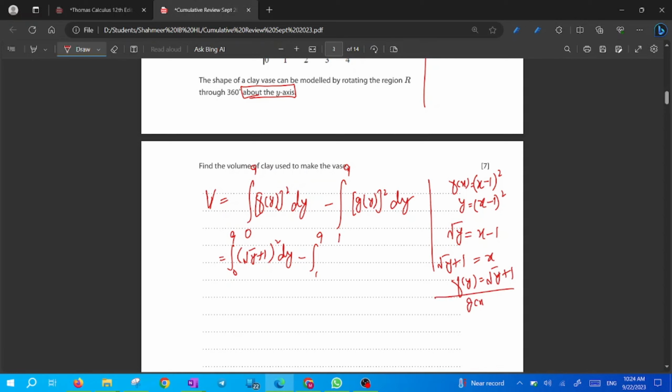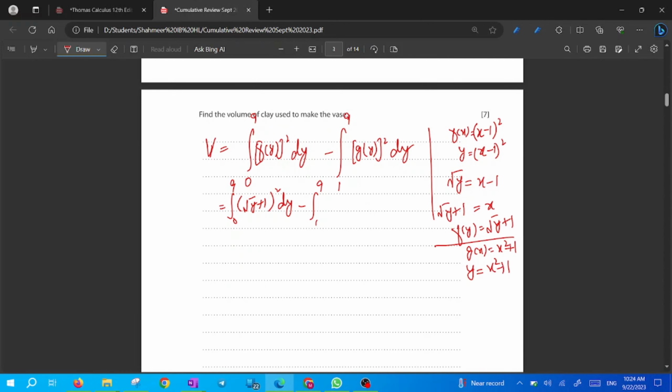Now we need g(y). Since g(x) = x² + 1, y = x² + 1, so y - 1 = x², which means x = √(y - 1). In other words, g(y) = √(y - 1). So we get the integral of (√(y - 1))² dy.